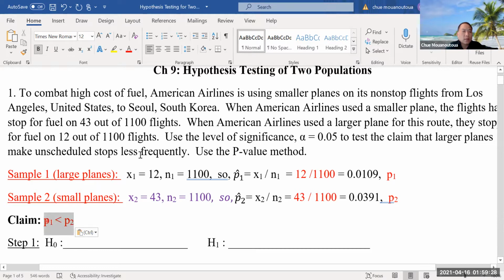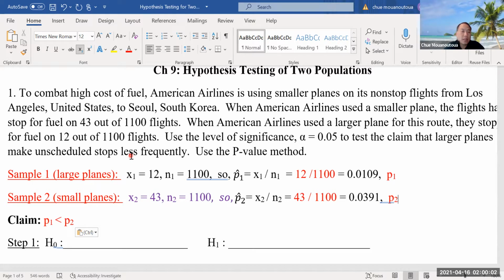If you read it like this, it says the larger planes make unscheduled stops less frequently than what? Than the smaller plane, because here we only talk about larger plane and smaller plane. So when the claim says the larger planes make stops less frequently, they're talking about less than the smaller planes making unscheduled stops. Hopefully that makes some sense.